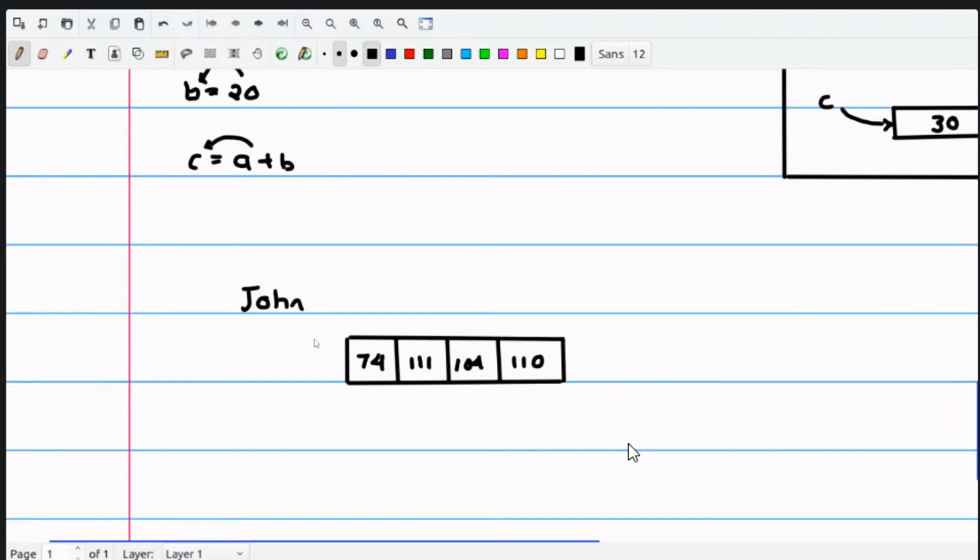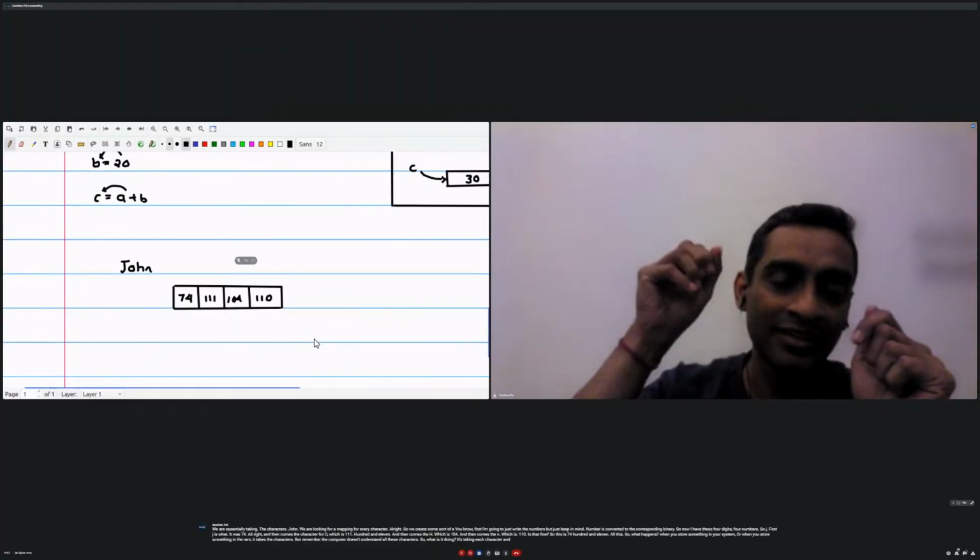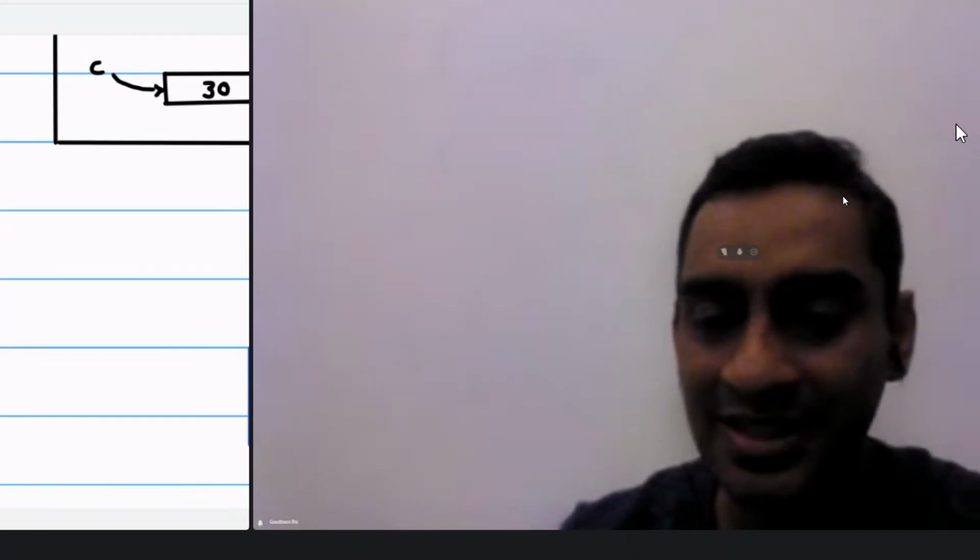So what happens when you store something in your system or in the RAM? It takes the characters, but remember, the computer doesn't understand all these characters. So what is it doing? It's taking each character and converting it into some binary representation. When I convert it to a number, remember, a number means I can convert it to binary. So that's not a problem. So I convert it to binary and I store it in the RAM.